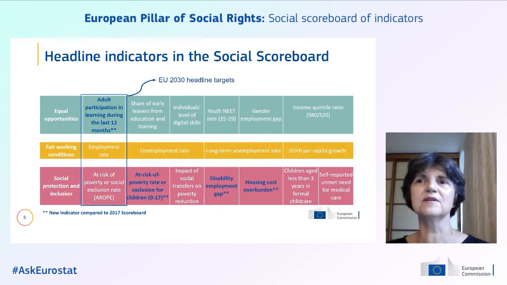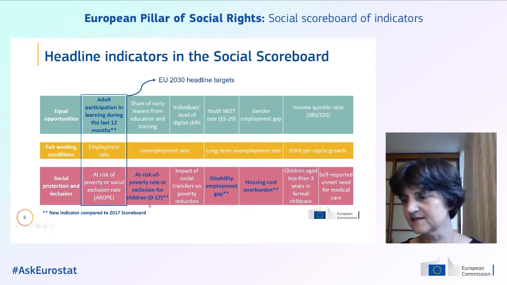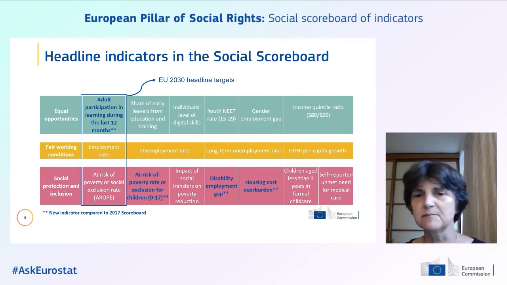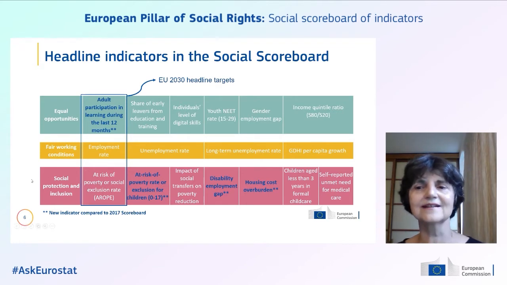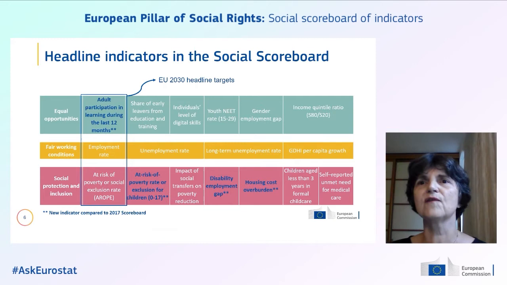And then similarly, I mentioned that we want to bring at least 5 million children out of the risk of poverty and social exclusion. That's why you find this new indicator there. I also mentioned that it's important that people with disabilities are better integrated in the labor market. Therefore, we now have this disability employment gap. And then finally, I mentioned that we are looking also at issues like housing cost overburden as part of the pillar principle on access to essential services.